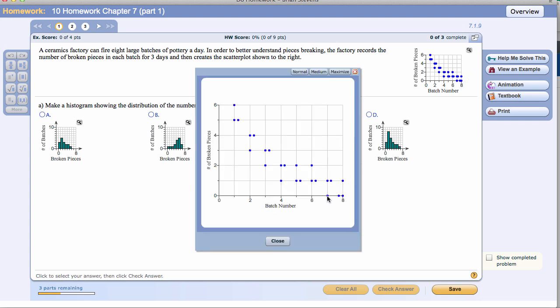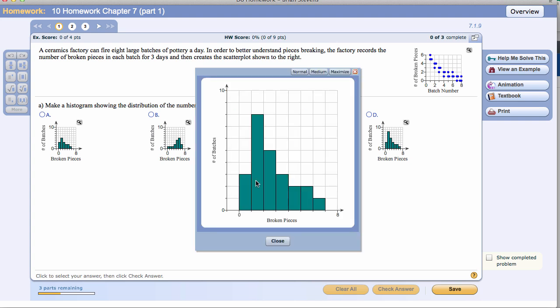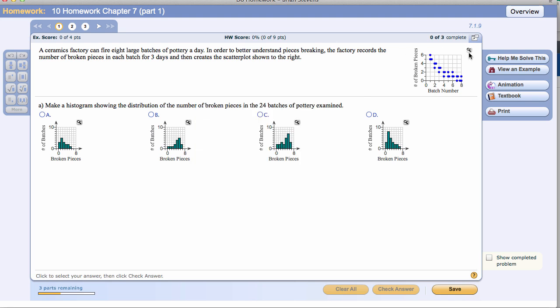What I'm doing is counting 1, 2, 3. Now if you notice, there are 3 batches. Look at this, number of broken pieces. If we read across here, there are 3 batches, this one, and this one, with 0 broken pieces. That will line up with this one over here. Remember, it's the leftmost that starts it. There might be other ones that line up too, but I noticed something while looking at this.